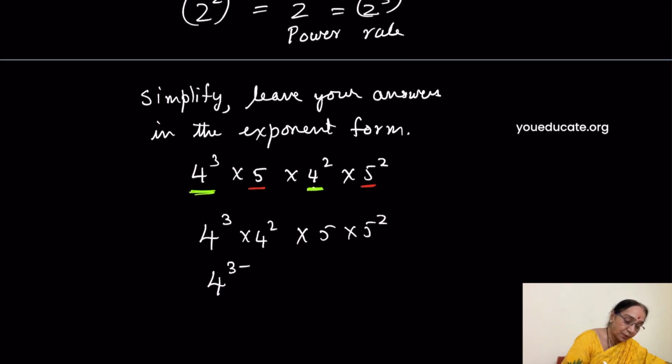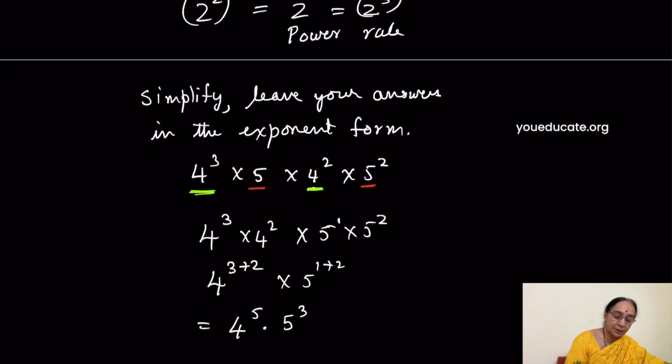So this is 4 raised to 3 plus 2 times 5 raised to 1 plus 2. When the exponent is not written, it is just 5 raised to 1. So your answer is 4 raised to 5 times 5 raised to 3. You can just keep a dot to show that this is multiplication. It's multiplication. 4 raised to 5 times 5 raised to 3.